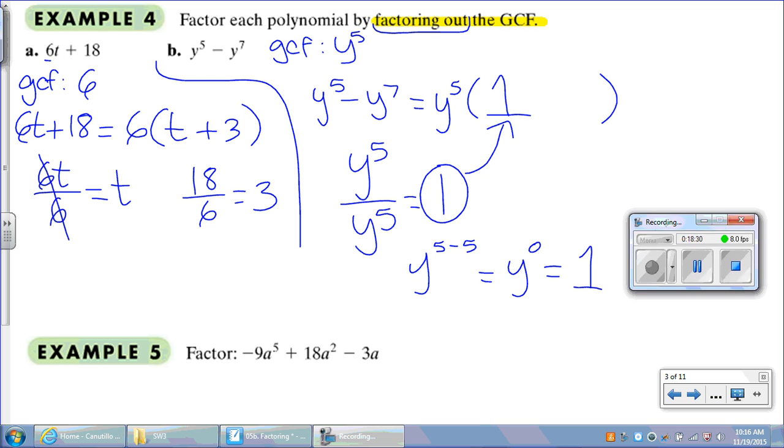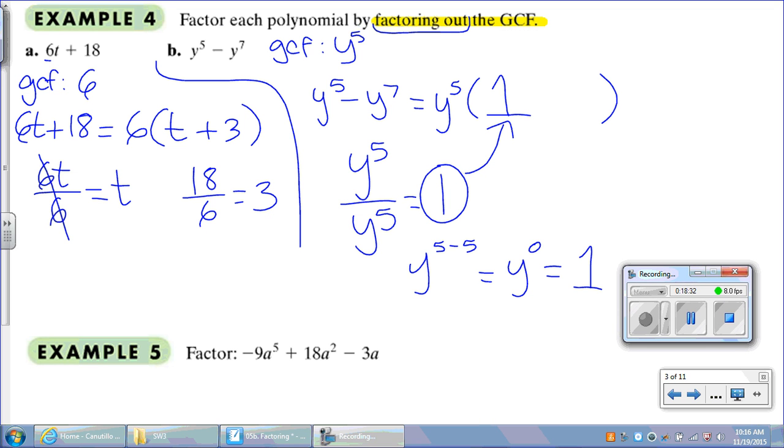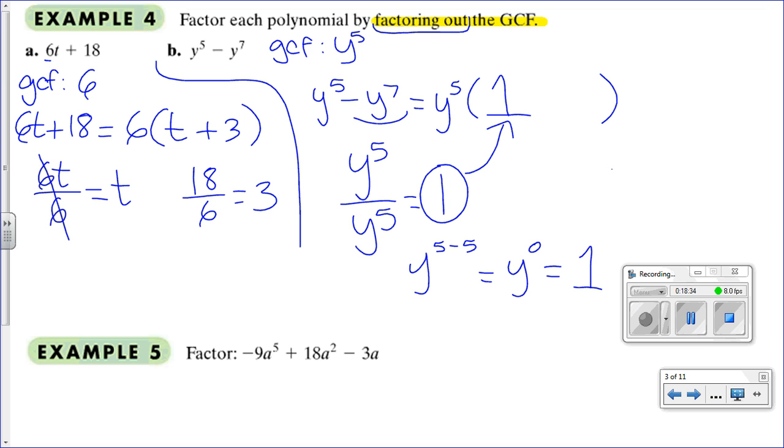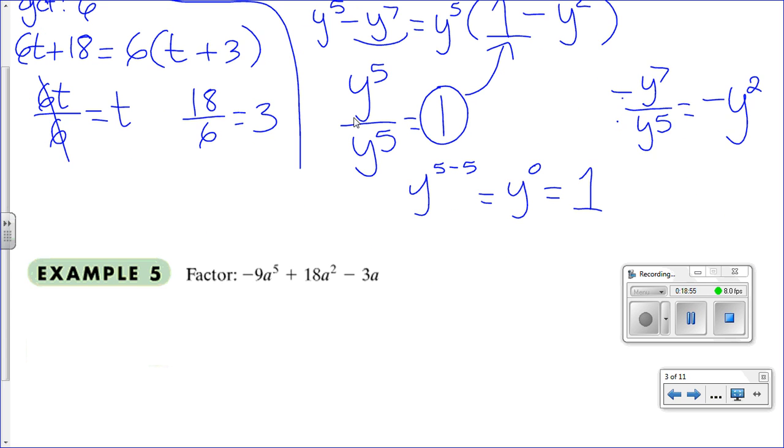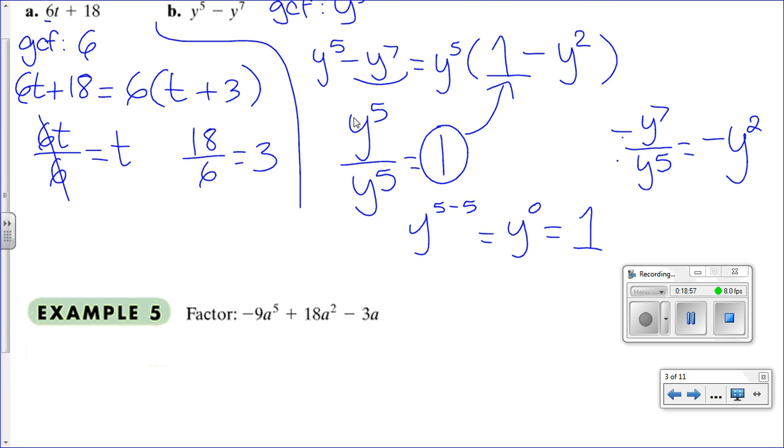Now, if we factor out y to the 5th from here, we will have negative y to the 7th divided by y to the 5th. So what do you get when you divide a negative with a positive? Negative. And if we subtract the exponents, we get y to what power? Y squared. So that will go here. Okay. Let's do the next problem. So that would be our answer, 1 minus y squared. Yeah, the whole thing.